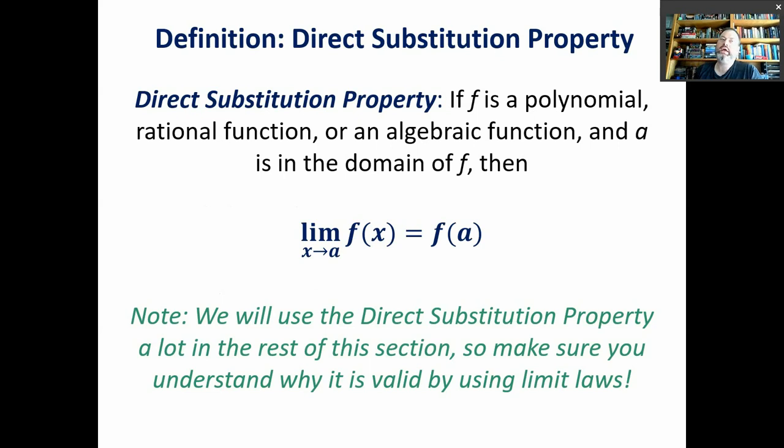And it gives us something called the direct substitution property, which is what we want. We want to just be able to plug the numbers in. Because using limit laws, as you have already seen, is quite tedious, we'd like to move away from that. So, if f is a polynomial, rational function, or an algebraic function, and a is in the domain of f, then the limit as x approaches a of f of x is f of a.